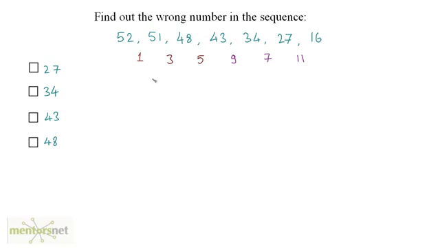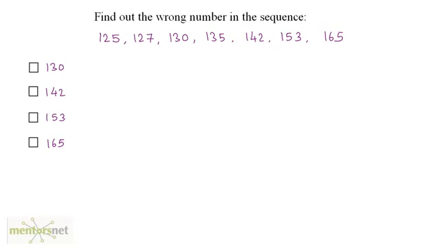Well, we have 1, 3, 5. Here there should be 7, right, instead of 9. This means that because of this number we gain this number. We subtract 9 from 43 to get 34, and this number has gone wrong, right? Hence option B is the correct answer.